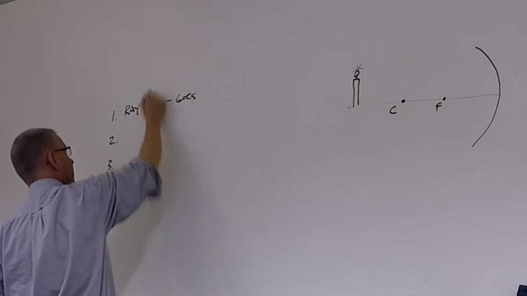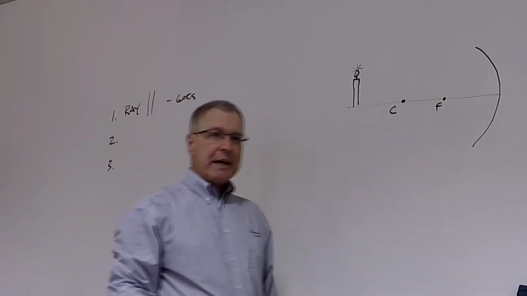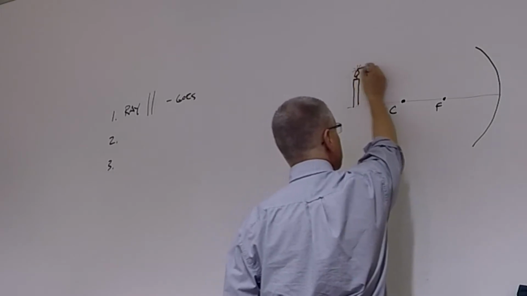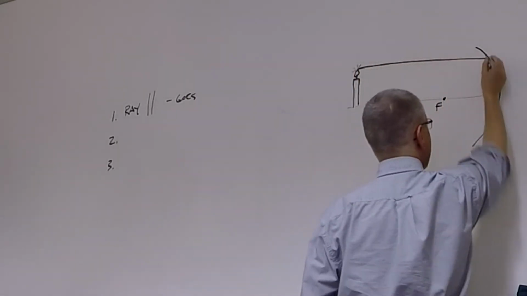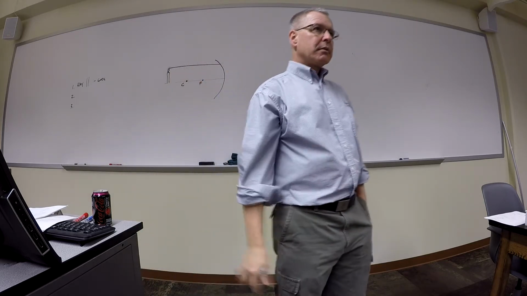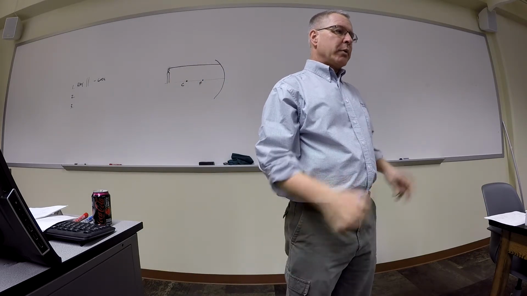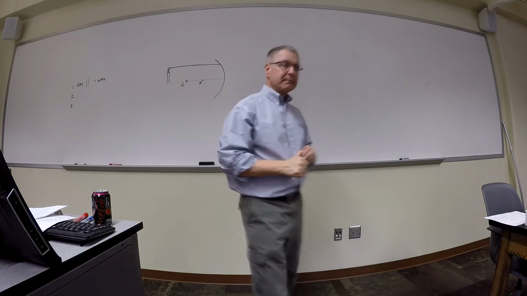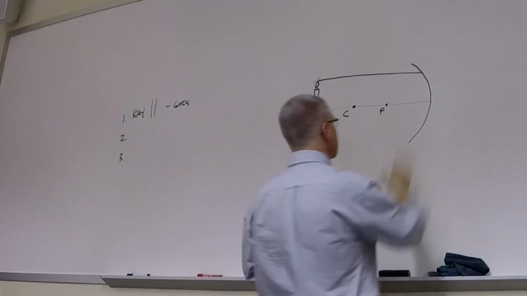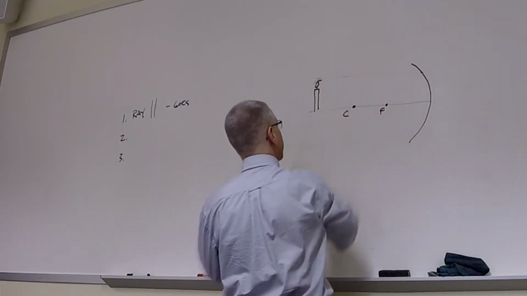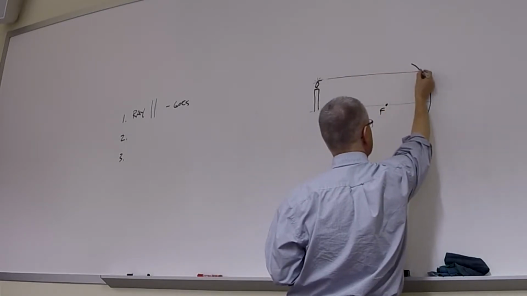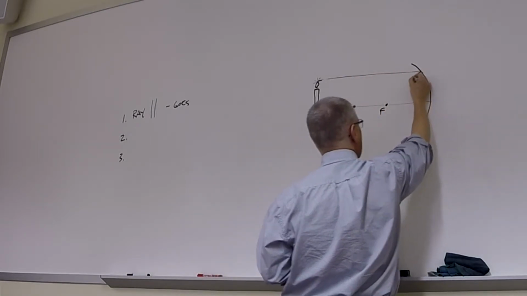This is parallel. If I take a ray that's parallel to the optic axis, and it hits that mirror, we know exactly where that's going to reflect. Which way does that one reflect? Right through the focal point. But I'm going to be a little more careful on these. I'm going to draw these a little bit lighter, because what we're really interested in is the reflected rays. That one's going to go right through the focal point.